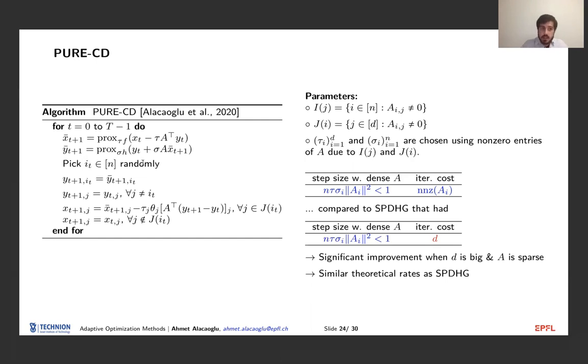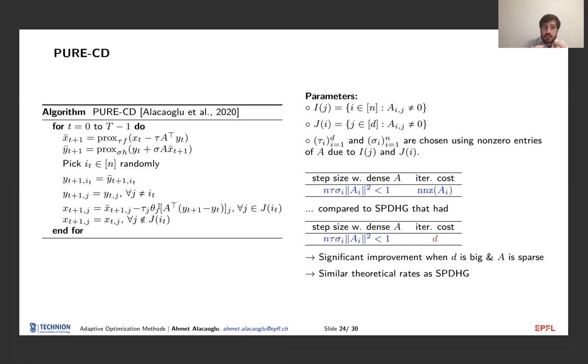So essentially we pick an index for the dual, and we update the dual variable. We only do the update on that selected coordinate. We take the corresponding value from the full updated iterate, and for the rest we just keep the old iterate. So from Y bar we only use Y bar at I_t. And for the primal update, recall that in the previous SPDHG we did the full update, and here we are going to do a coordinate-based update.